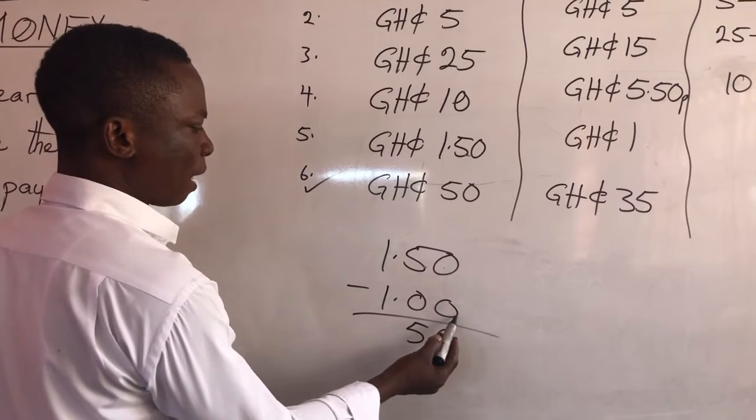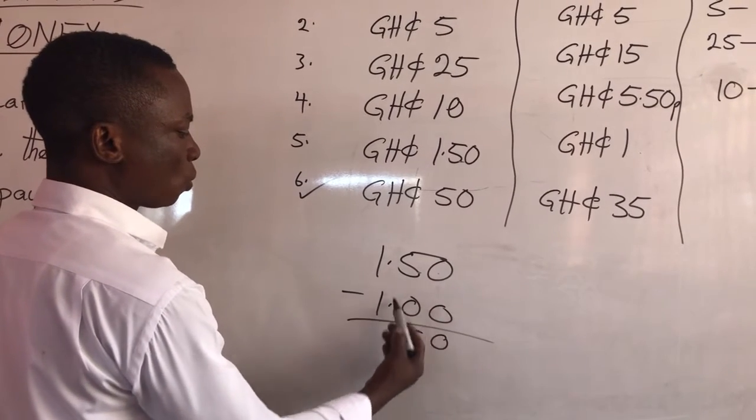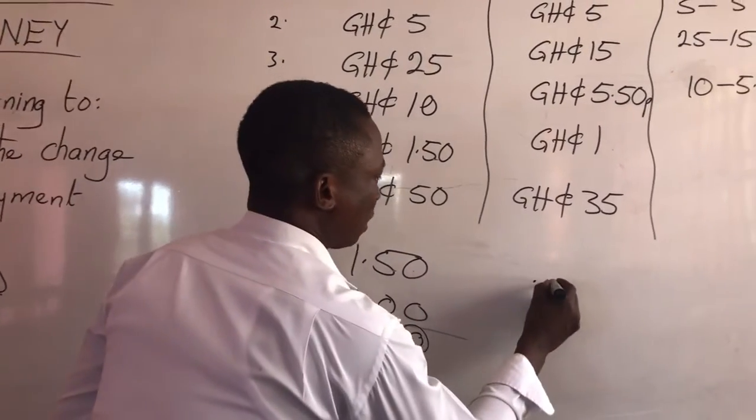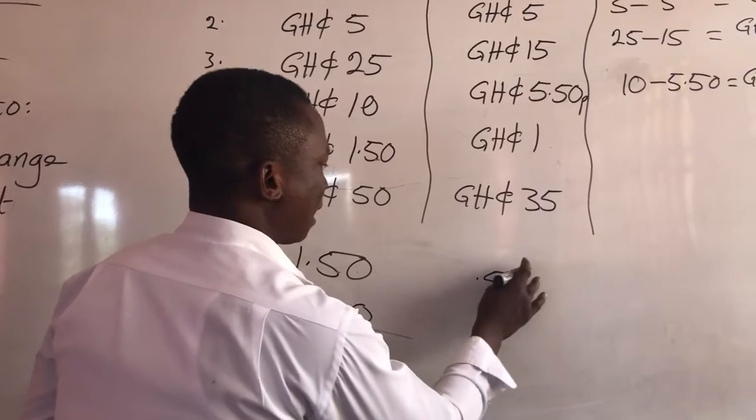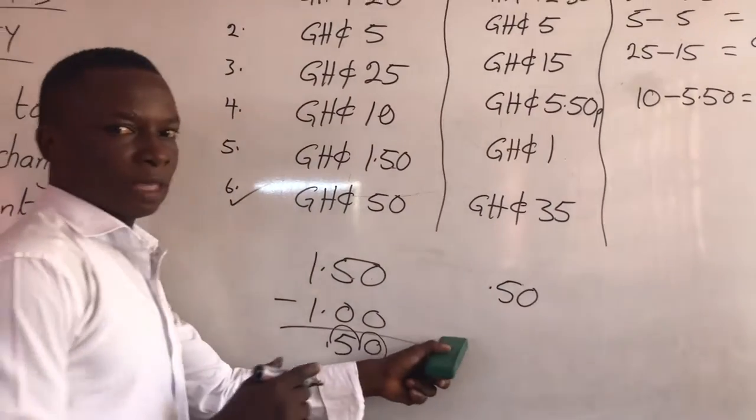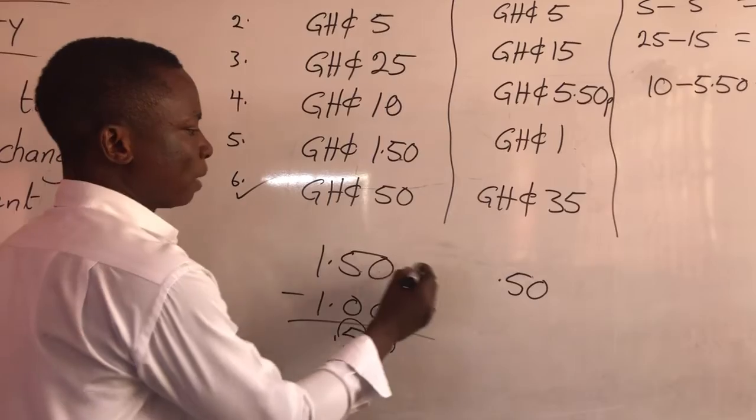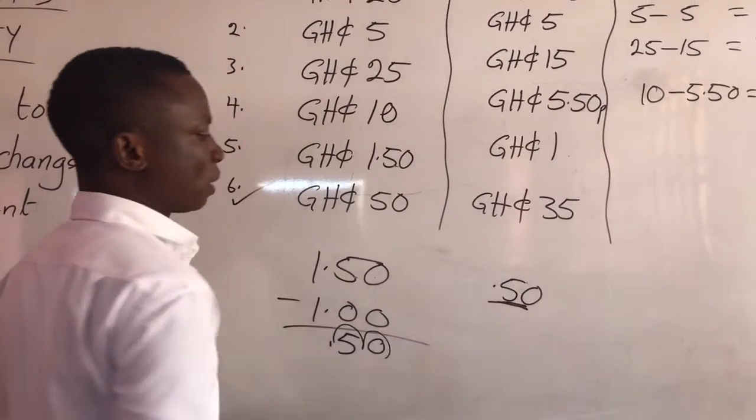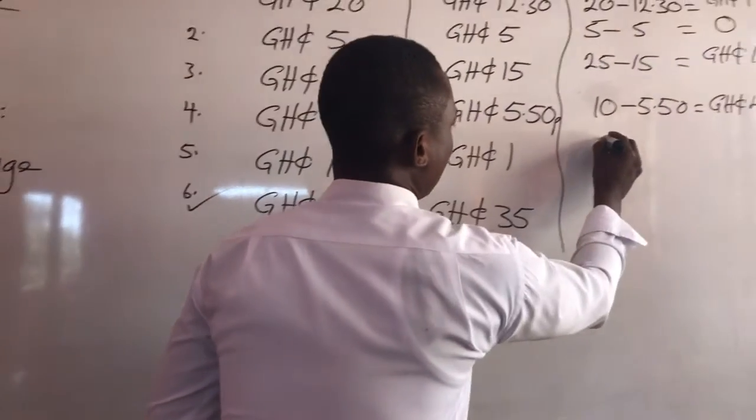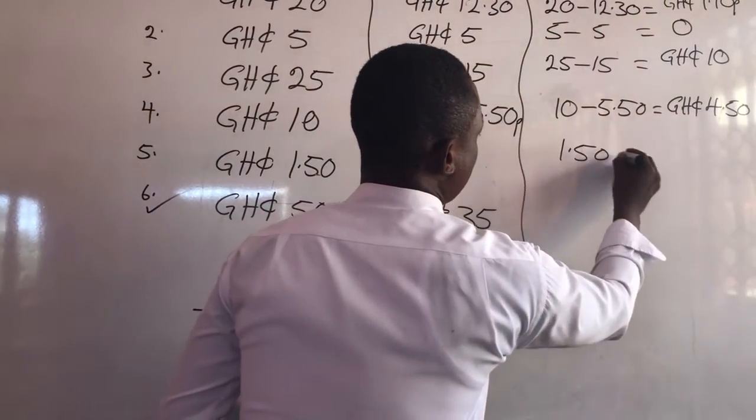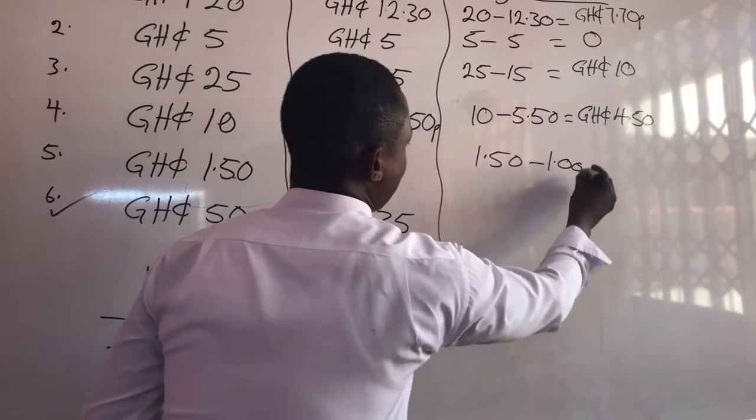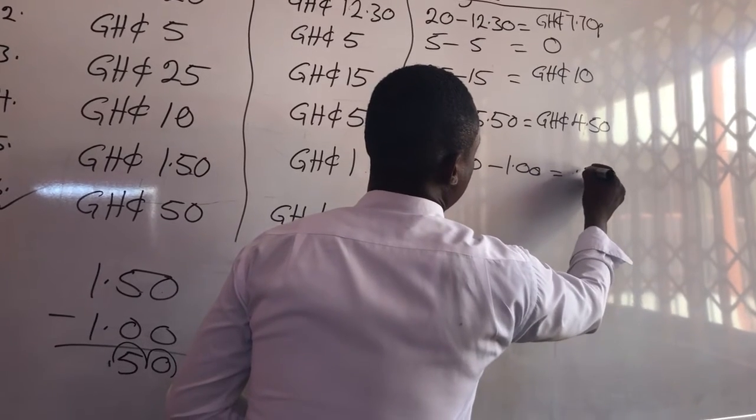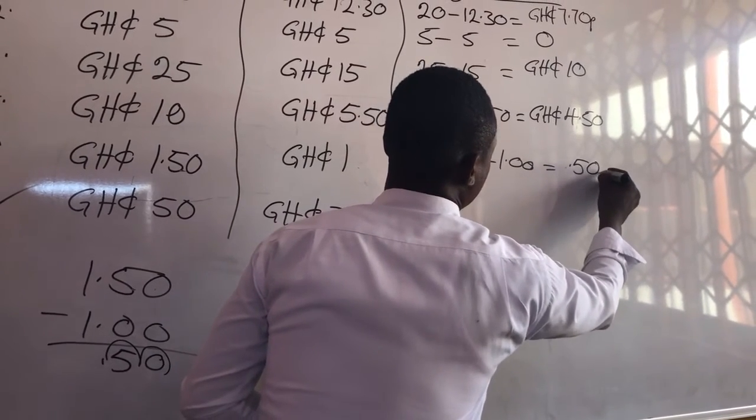But don't forget, we have how many decimal places? 1, 2. So you count. 1, 2. Now, when you get point 50 like this, I taught in our previous lesson how to change Ghana pesos to decimal. So this is in decimal form and it is still 50 pesos. So you have to write it down. 1 cedi 50 pesos minus 1 cedi equals to what? 0.50 pesos.